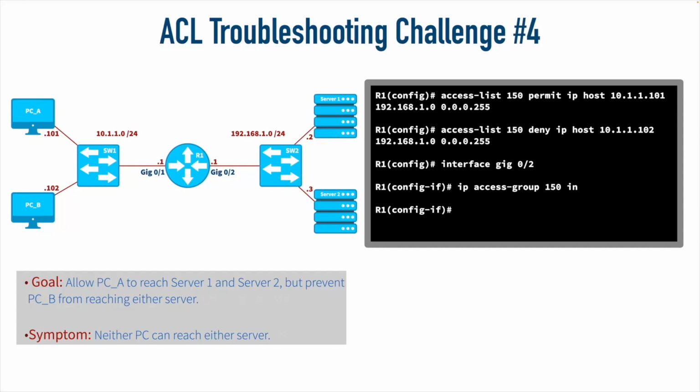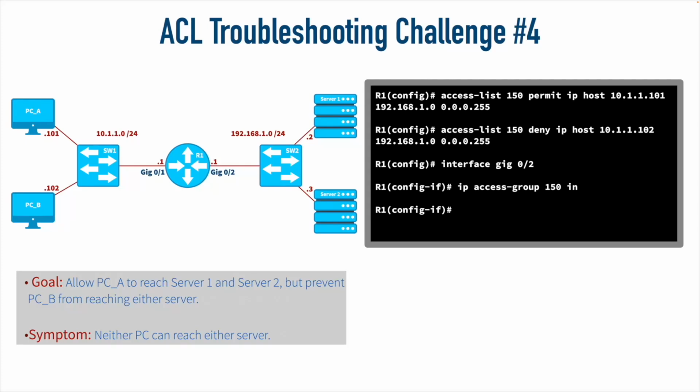All right, how did you do on this one? Let's go through it line by line. First, we're saying access list 150 permit IP host. So we're permitting all IP traffic for the host of 10.1.1.101, that's PCA, going to a destination of 192.168.1.0 with a wildcard mask of 0.0.0.255. So that's the network on the right-hand side of the screen. That looks perfect. That should allow PCA to reach those servers.